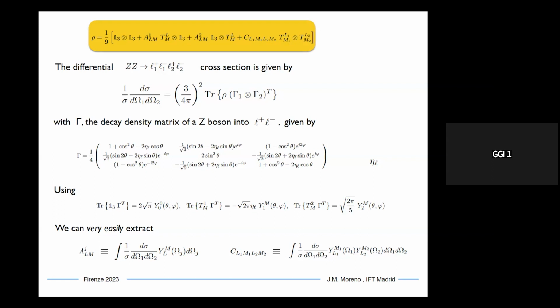So using that, you could decompose this matrix, just tracing into the previous matrices, and then what you get is some terms that are proportional to the spherical harmonics. This is because we have used a basis that has good properties concerning SU(2). So in that way, it is very easy to extract the vector polarization and the correlation just by doing this integral, just by projecting out with the spherical harmonics.